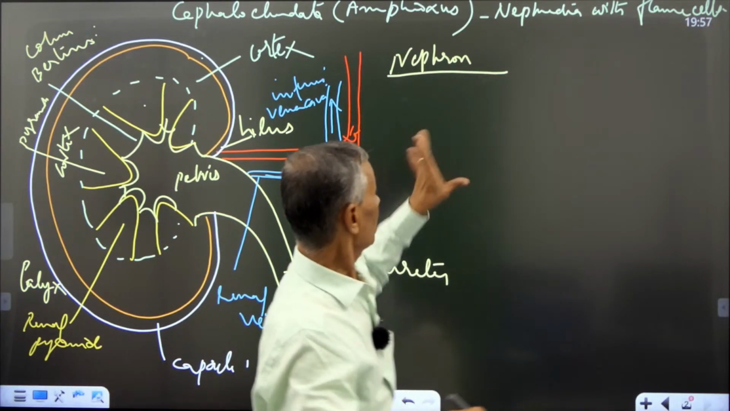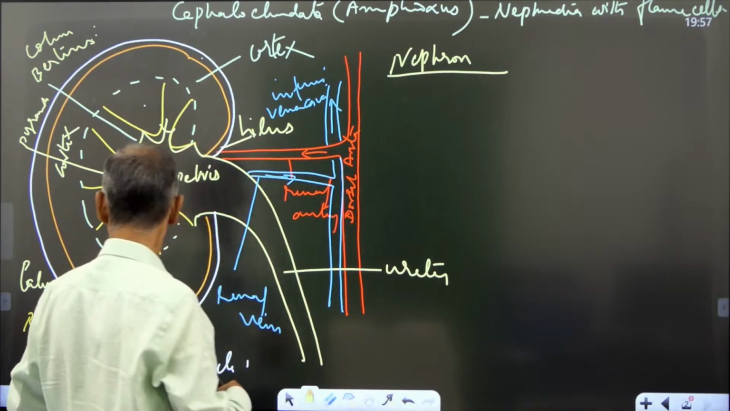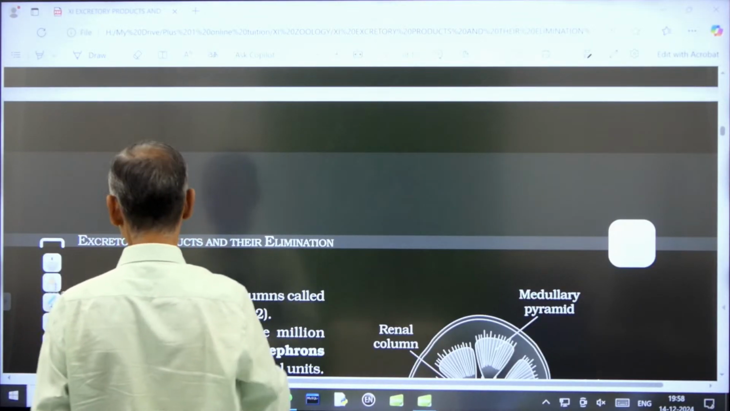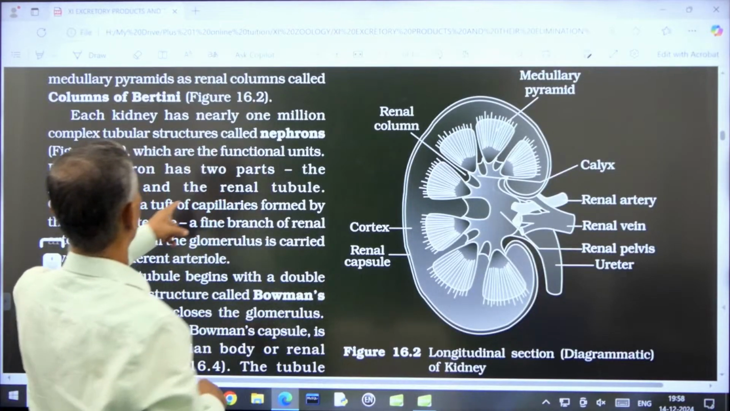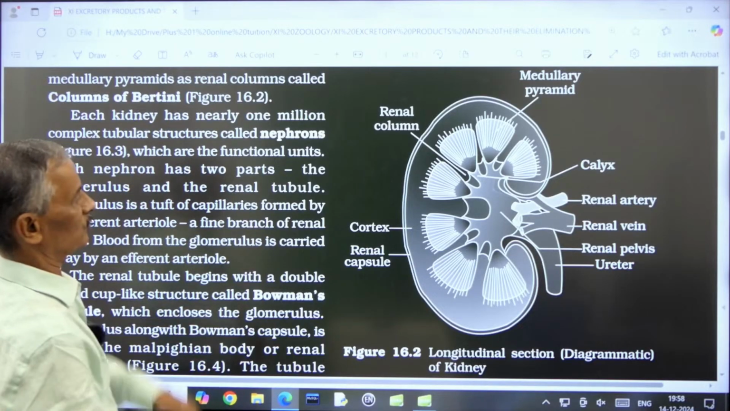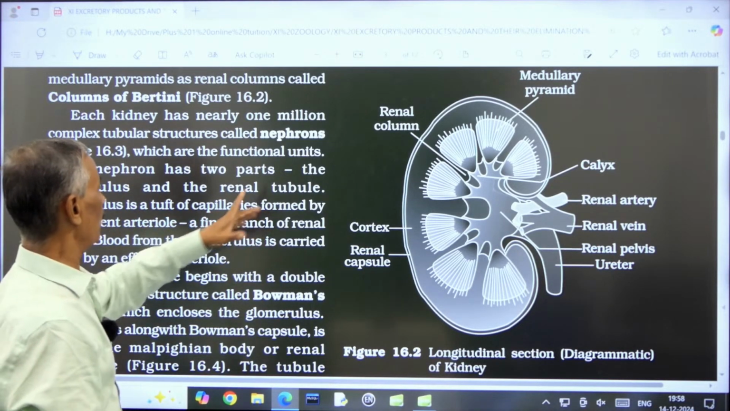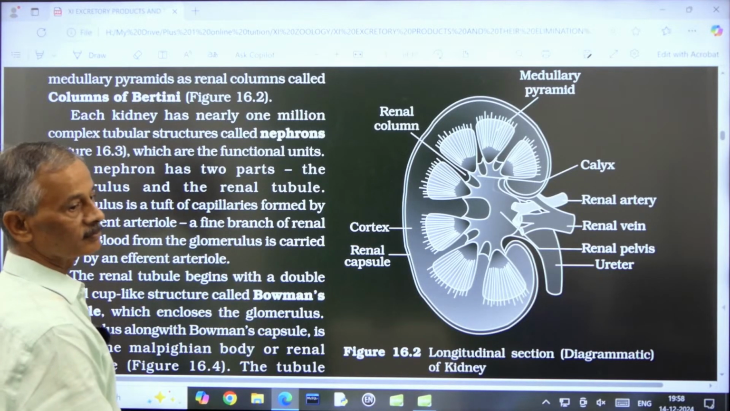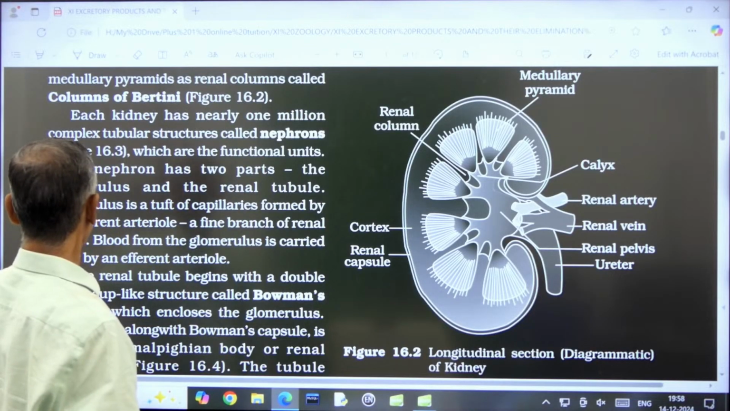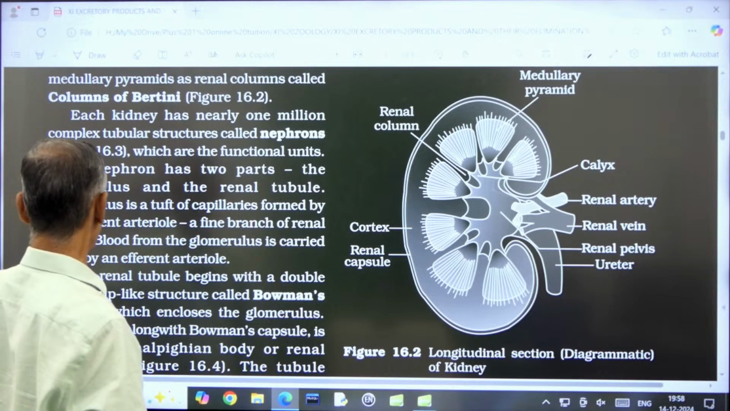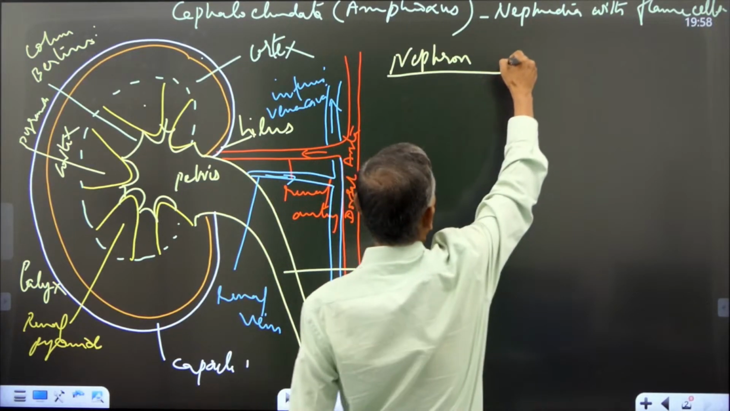A nephron consists of two parts. What are they? Namely, the glomerulus. What is glomerulus? It is a tuft of capillaries. You are having a tuft of capillaries, and the renal tubule is the second part. So it consists of two parts.